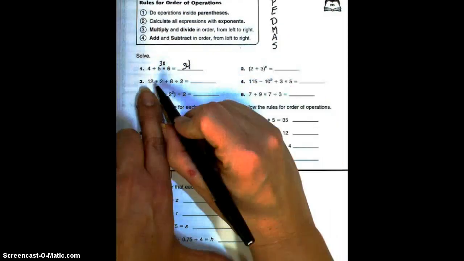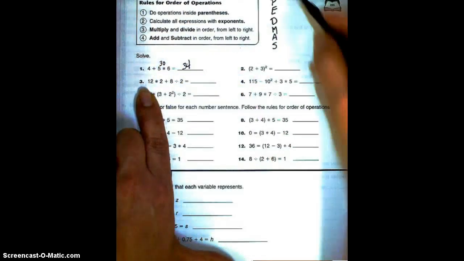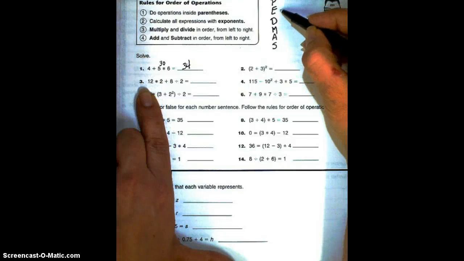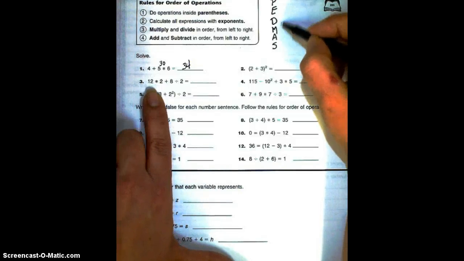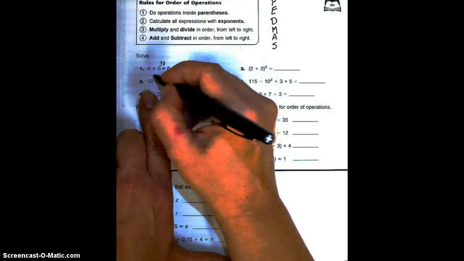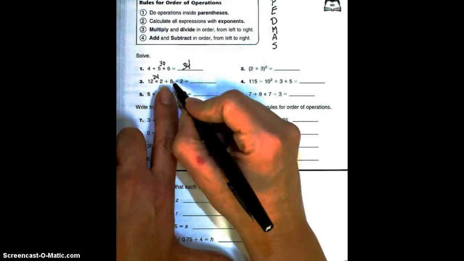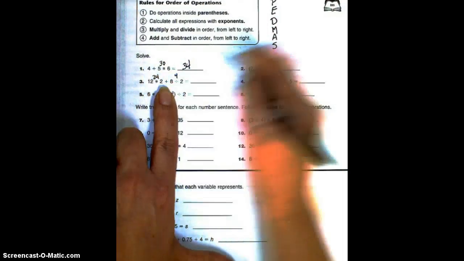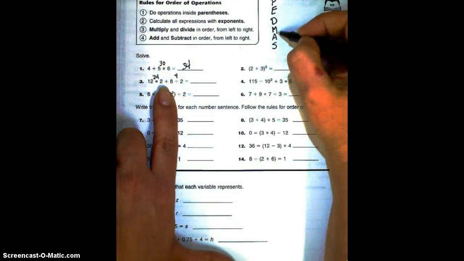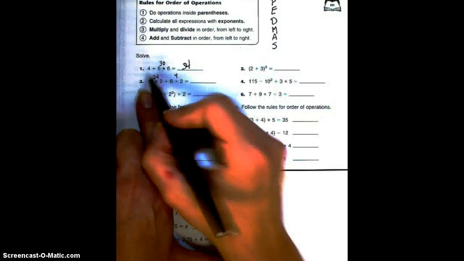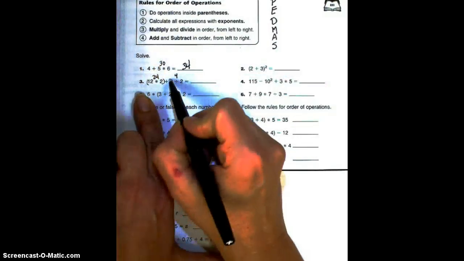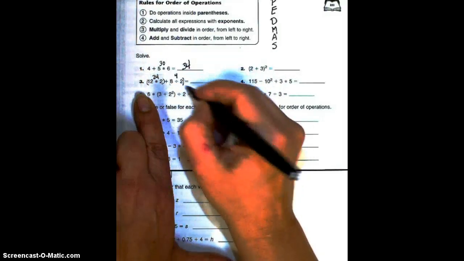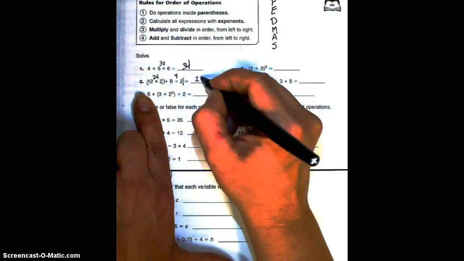This one, starting at the left, first I'm going to look for parentheses, then exponents. I see some dividing and multiplying, so let's take a look at those first. 12 times 2 is 24. 8 divided by 2 is 4. So I got my multiplying and dividing. Now I can look at adding and subtracting. So I sometimes even put parentheses in here to stay a little bit less confused. 24 minus 4 is 20 for an answer on that one.